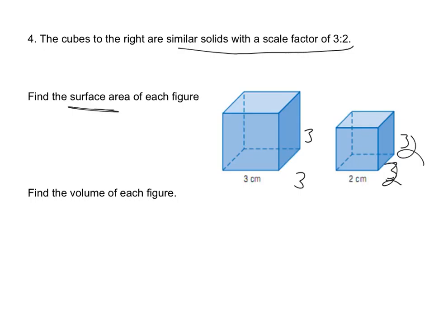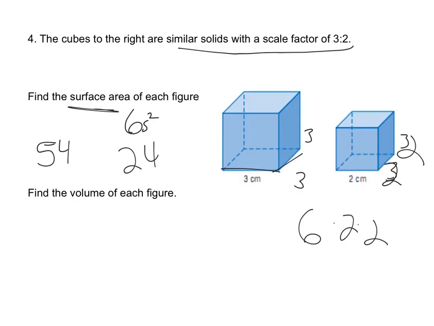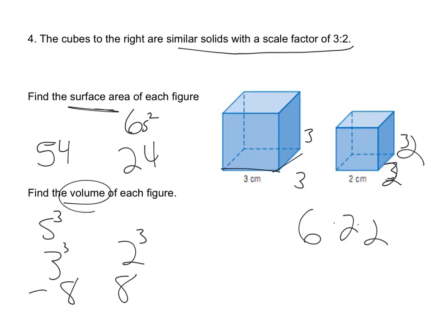A cube, remember, is just going to be 6 times one side squared. So 3 times 3 times 6 is going to be 54. 6 times 2 times 2, 6 times 4, is going to be 24. And then volume, remember, is just going to be one side cubed. So that's 3 cubed and 2 cubed. I'm sorry, this is going to be 8, and this is going to be 27.